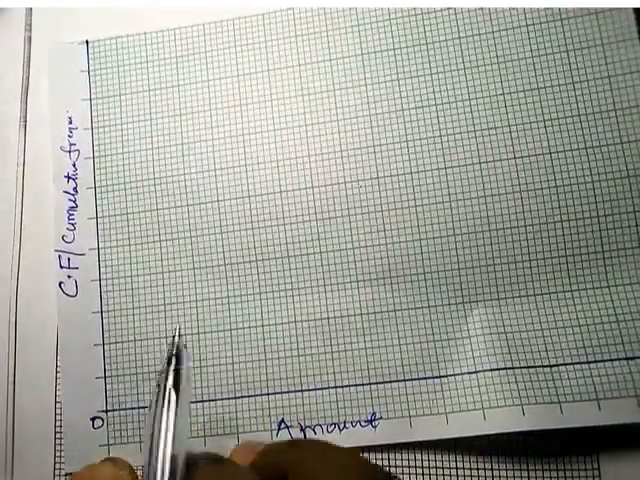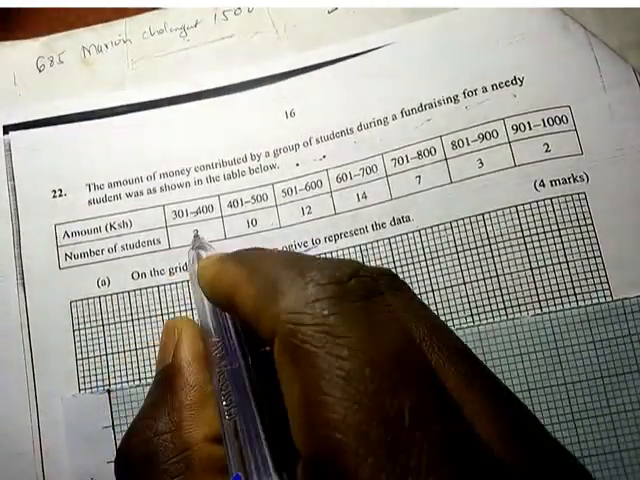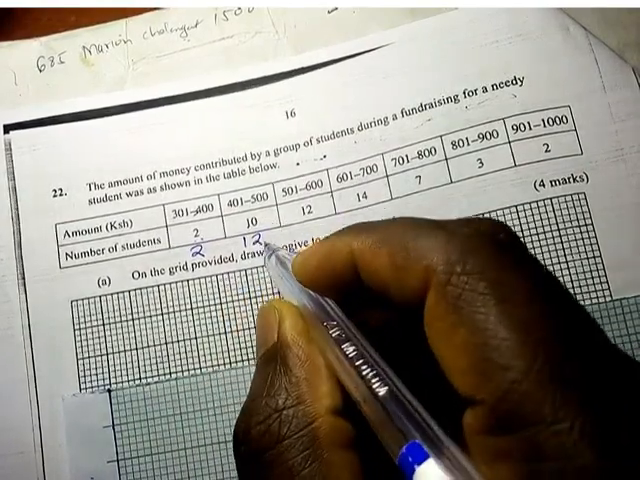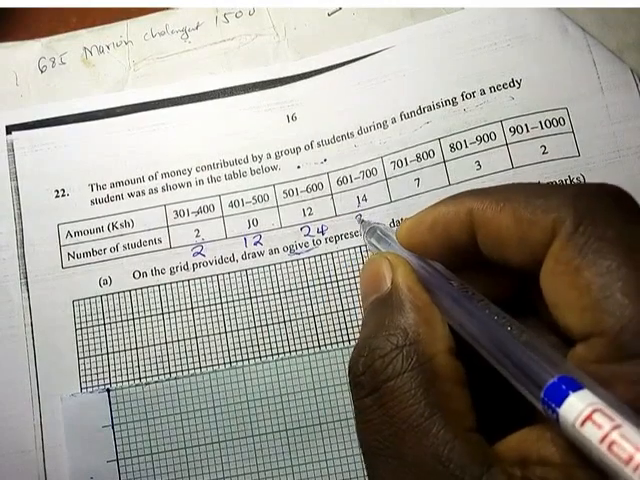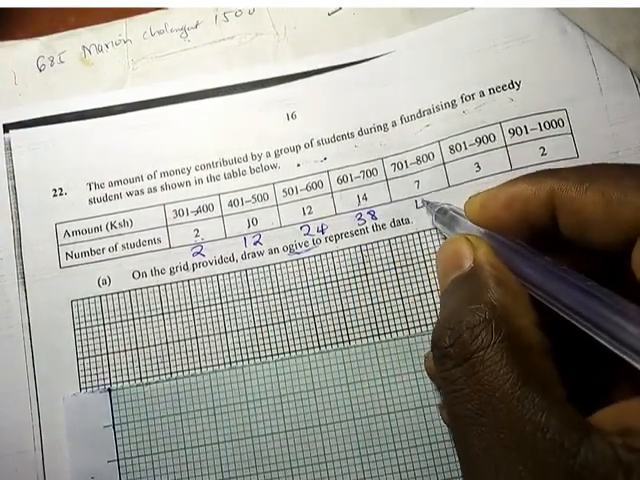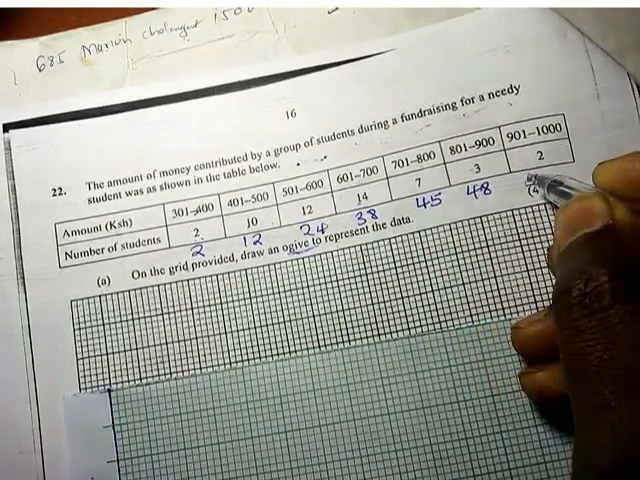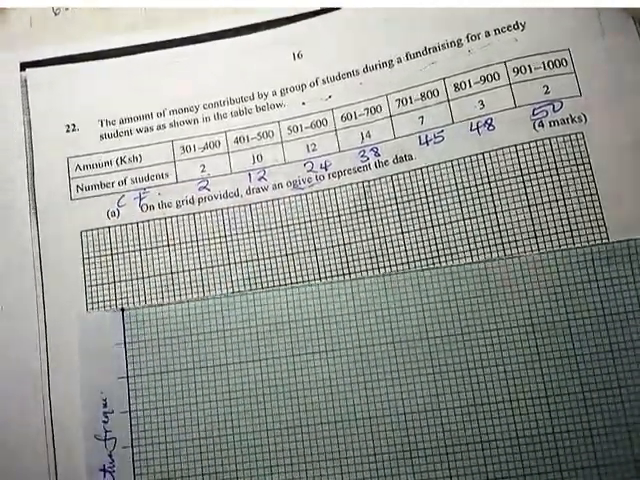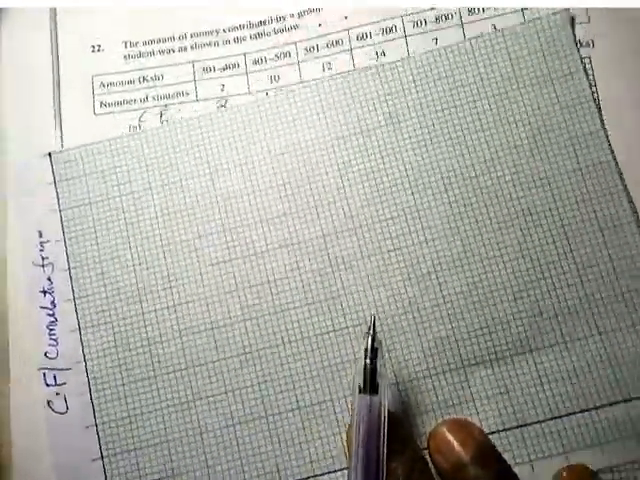So this is our 0. First you need to get the CF, cumulative frequency. So this is 2 plus 10 is 12, 12 plus 12 is 24, 24 plus 14 is 38, 38 plus 7 is 45, 45 plus 3 is 48, and then 50. So this is our CF, cumulative frequency. Tunahitaji cumulative frequency on the y-axis and the lower limit.